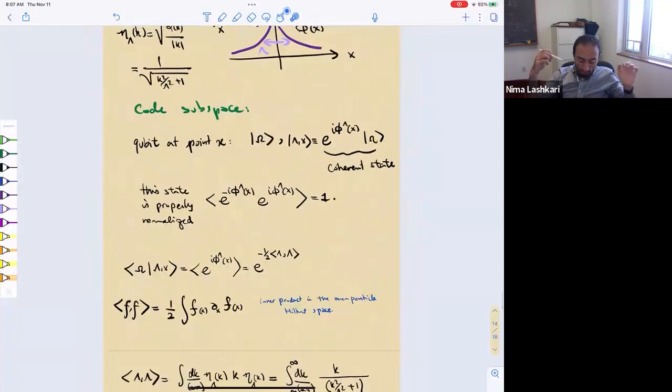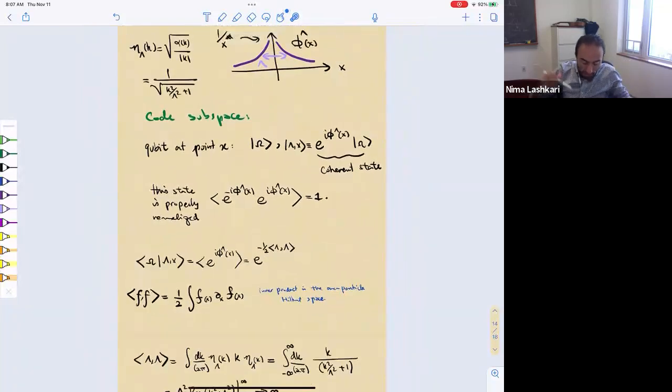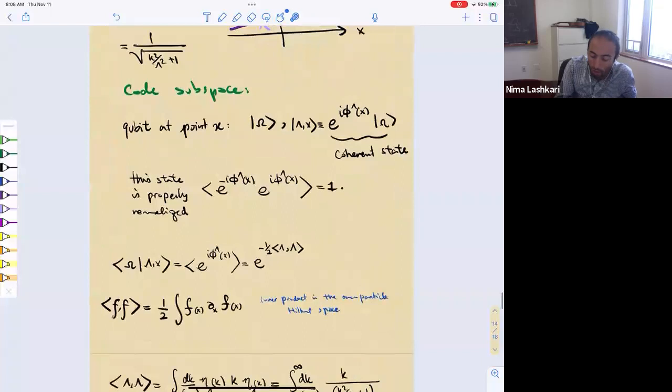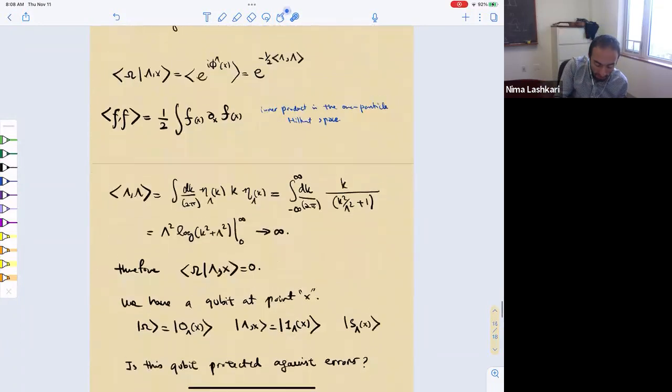All right, I'll have to wrap up very quickly. Just to prove the statement of approximate error correction, what we would like to do is have a code subspace. So the code subspace is going to be the vacuum and one of these coherent states constructed from the RG flowed field operator. Let's just skip these calculations.